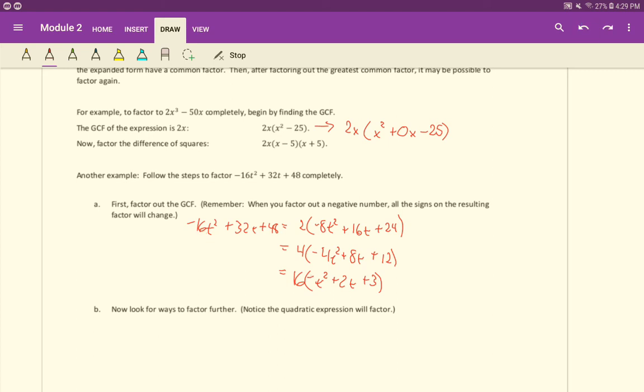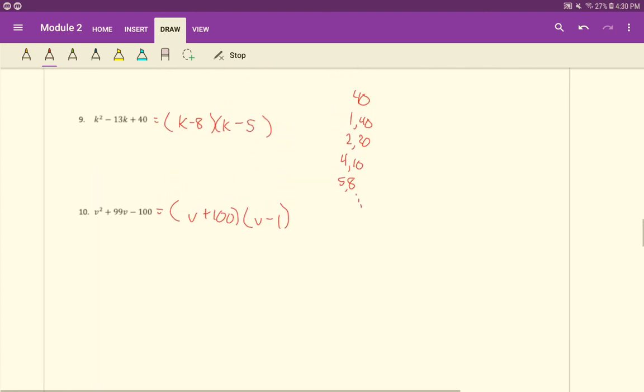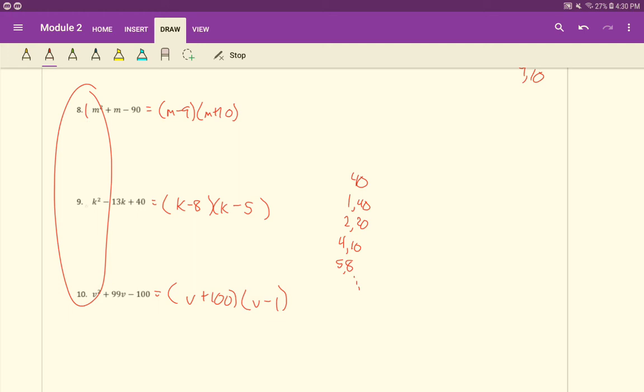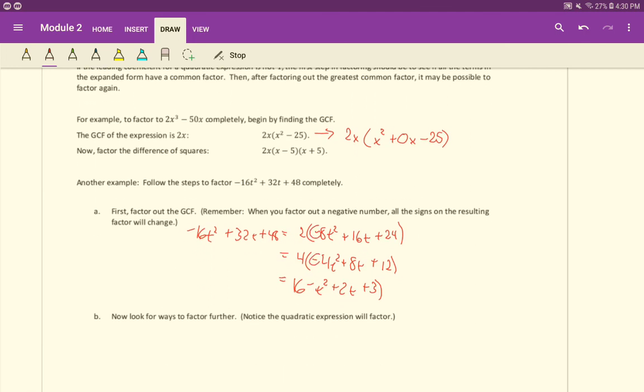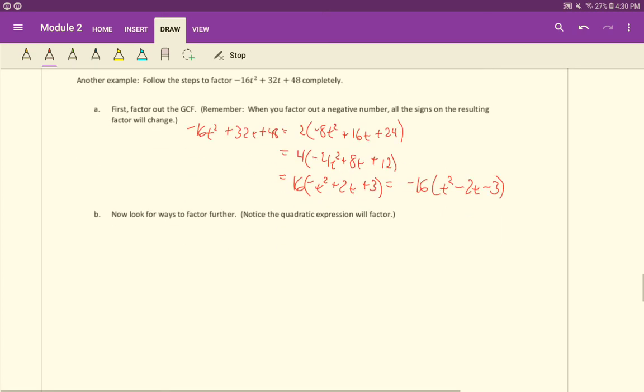One other thing I'll really encourage you to do, we have a -1 in front of our t squared. All the factoring we've done of the quadratics up to this point had positive 1s in front of our squared terms. So let's go ahead and factor out this -1 here, so that way we don't have to worry about dealing with negatives. Okay, so last step, we'll say then we have -16 times t squared - 2t - 3. Okay, and so we're going to then try and factor this. So we still have the negative 16 (t squared minus 2t minus 3).